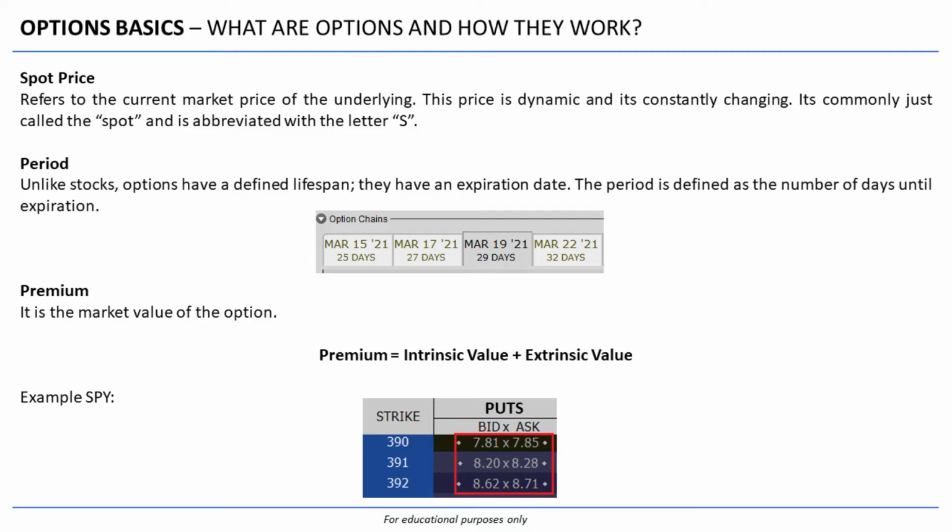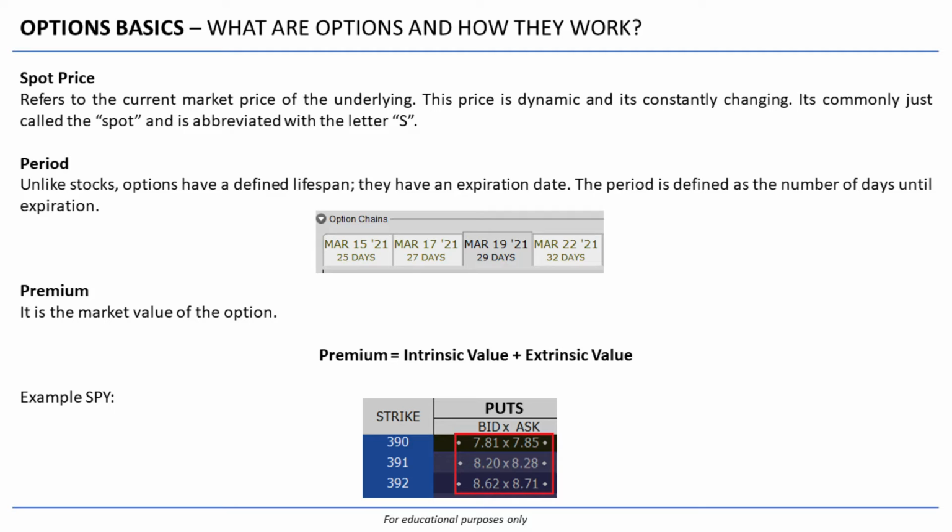Period. Unlike stocks, options have a defined lifespan. They have an expiration date. The period is defined as the number of days until expiration. Since we are talking about standardized contracts, you might not find an option with the exact number of days until expiration you want. However, you can choose the closest expiration available, and the period will be equal to the expiration date minus the trade date.